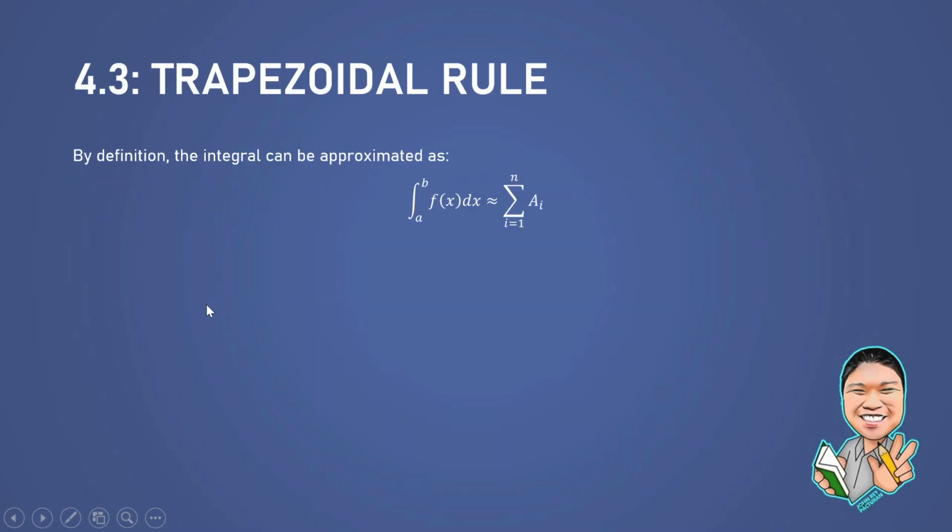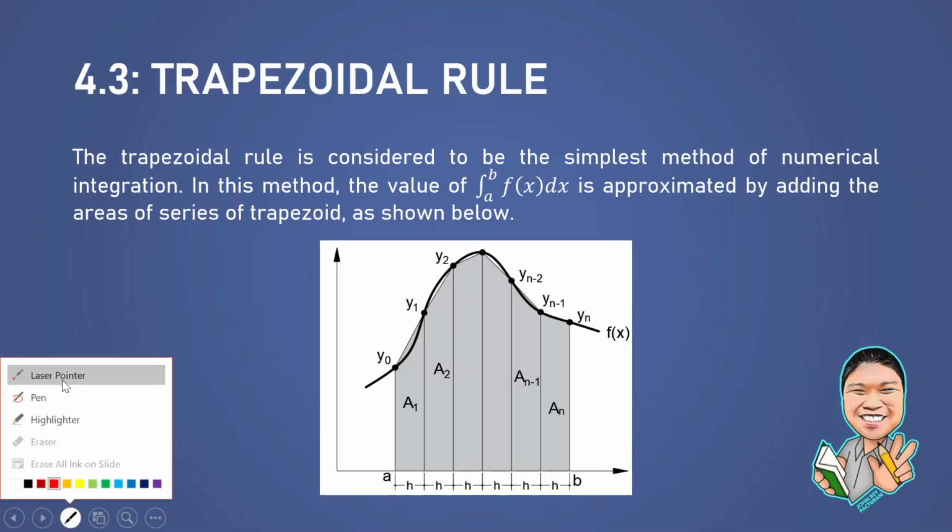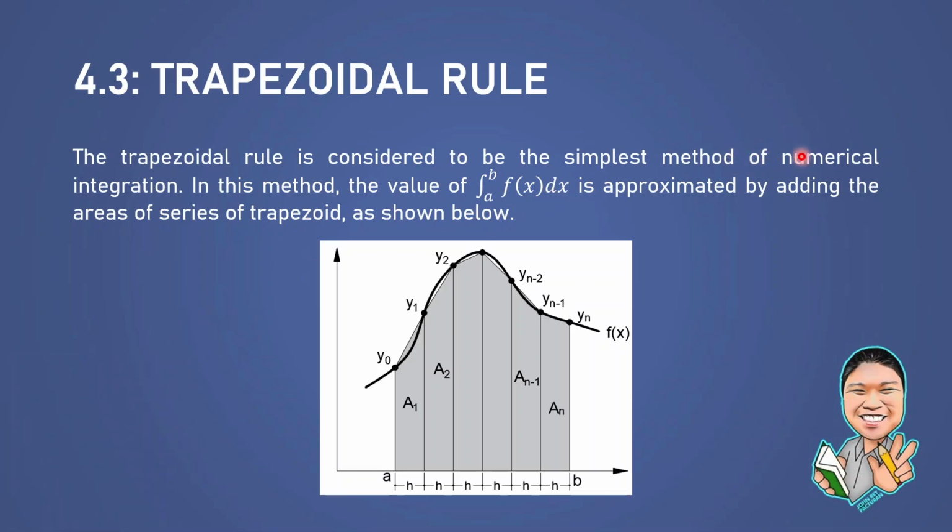So, wait lang. The trapezoidal rule is considered to be the simplest method of numerical integration, no? In this method, the value of the integral of f of x dx from a to b is approximated by adding the area of a series of trapezoids as shown below. So, yun yung concept ng trapezoidal rule.